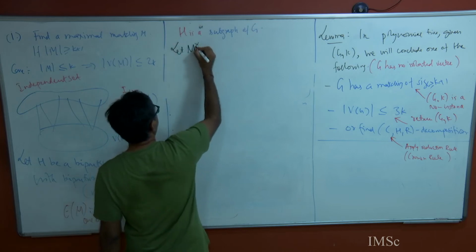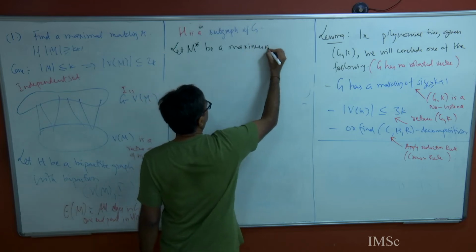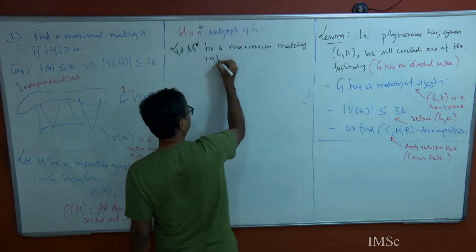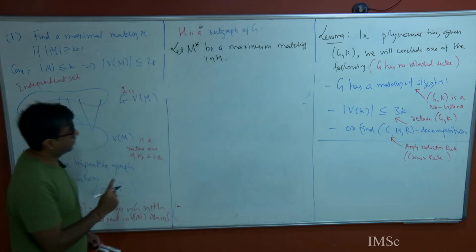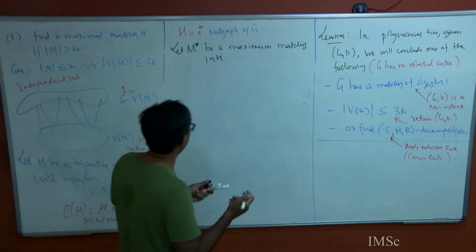let M star be a maximum matching in H. I can find this in poly time. I mean, you have to believe me that we can find a maximum size matching in a bipartite graph or in a general graph in poly time. I am sure most of you don't know how to find this in a general graph, but in a bipartite graph I am quite sure all of you know.